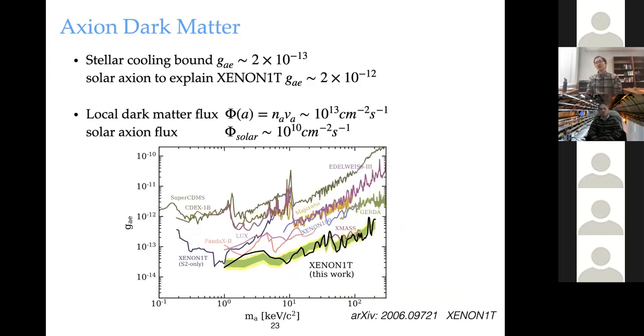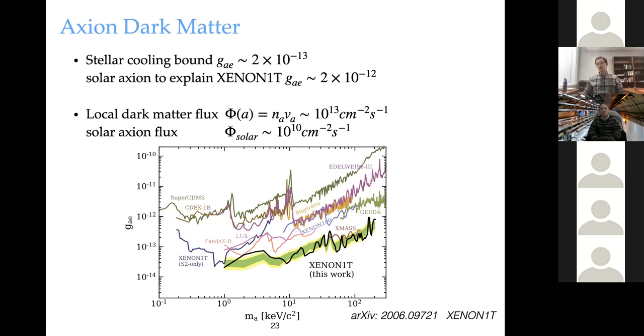Okay, we talked about the solar axions. Any questions? Right now we're going to talk about axion dark matter and how it explains the Xenon excess. I'll just briefly mention the idea, but I was wondering whether there are questions. Okay, if not, let's do the axion dark matter.